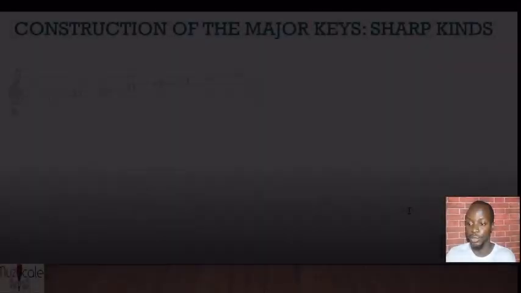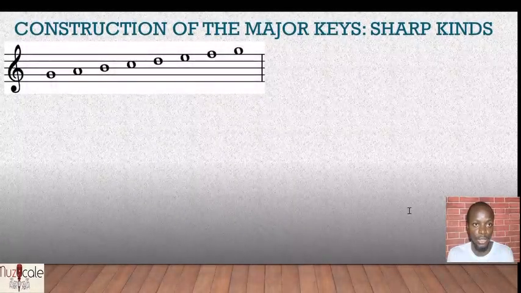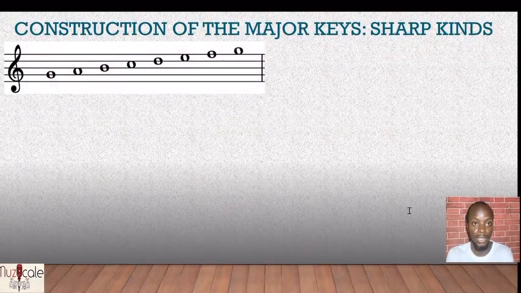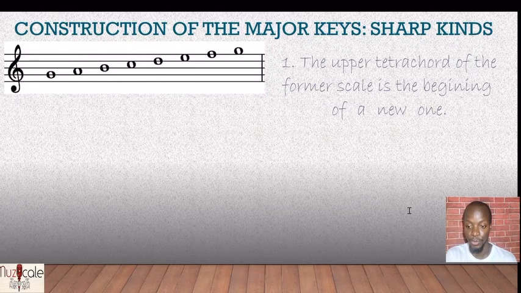Construction of the major keys. A major scale can either have sharps or flats or no accidentals at all, just like in the previous slide. In C major, we don't have sharps, we don't have flats. The upper tetrachord of C major will now be the beginning of this new scale, which is G. So G will form the lower tetrachord of a new scale, so we have G, A, B, C, D, E, F, and G.